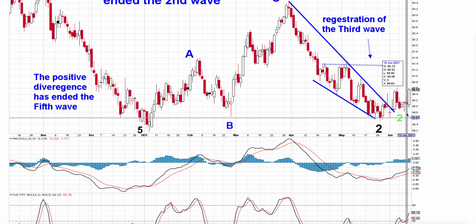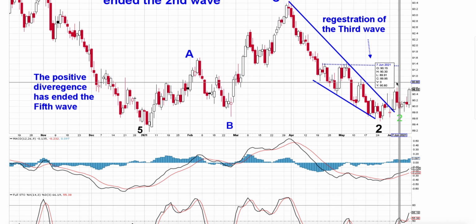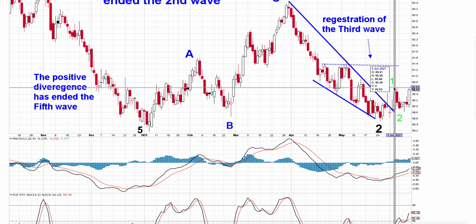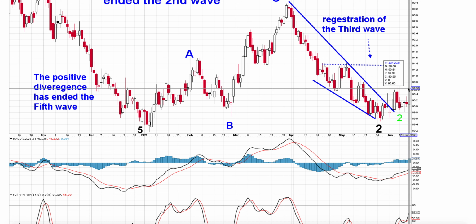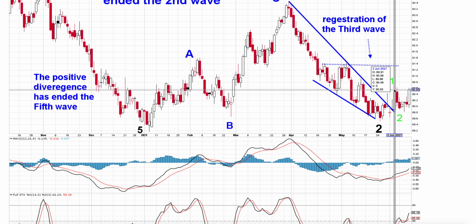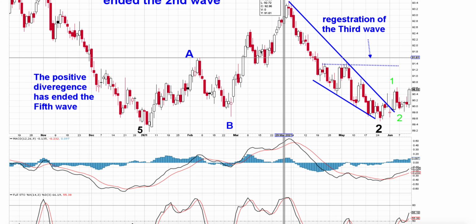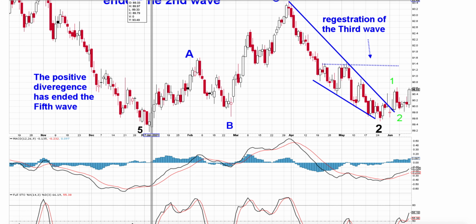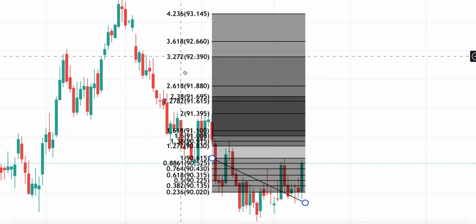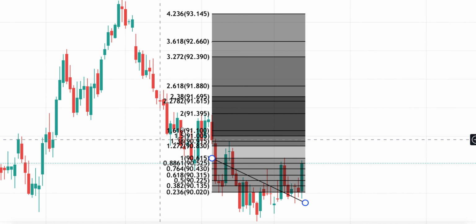And we have 1, 2 now, smaller ones. And we're going to go through a third of 3, minute 3. And the registration will be at 9063. And after we register the minute third wave, we can measure the wave by using this number.